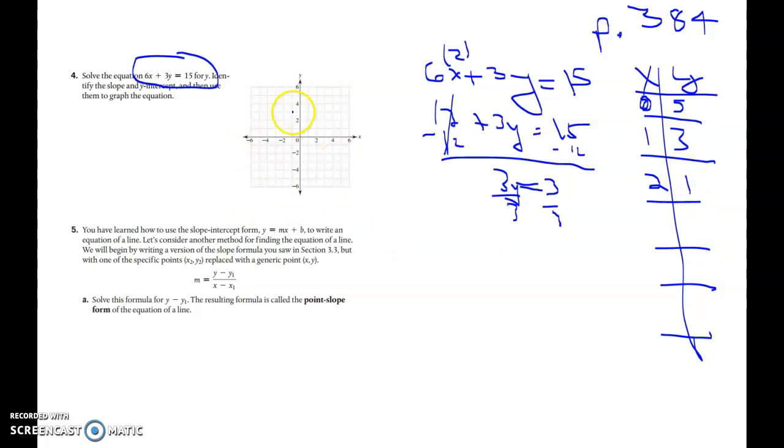And I could plot these. So 0, 5 is up here. 1, 3 is right here. 2, 1 is right here. And I could draw my line. And I don't know how straight I can draw it with a mouse, but there you go. And then if the question says find the y-intercept, it's right there. The y-intercept is 0, 5.